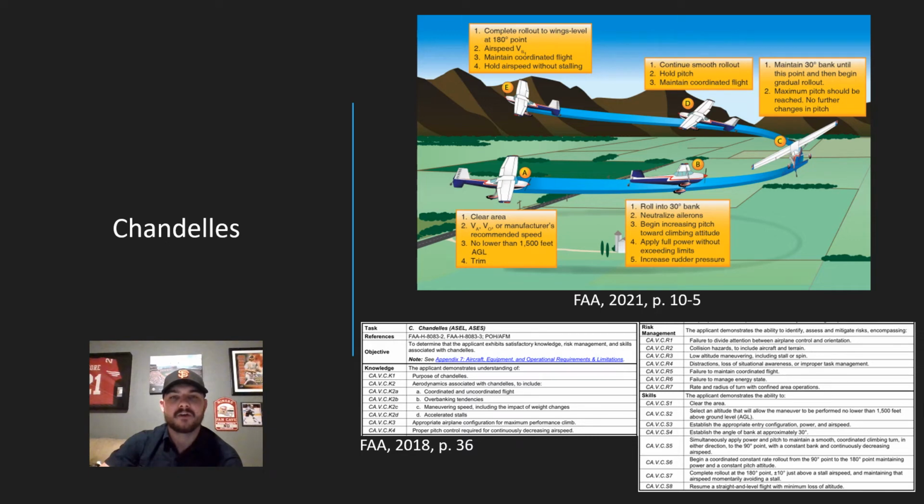The pilot then gradually rolls out of the turn at a constant rate from 90 to 180 degrees while maintaining a constant pitch. The maneuver is completed by rolling out within 10 degrees of the 180-degree point just above stall speed and not actually stalling, then recovering without losing altitude.